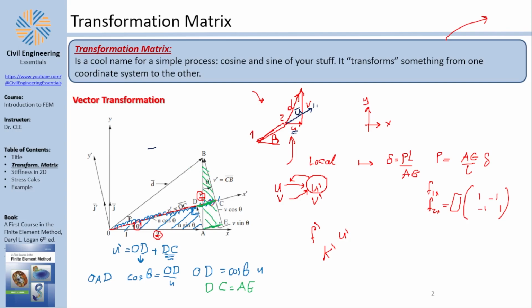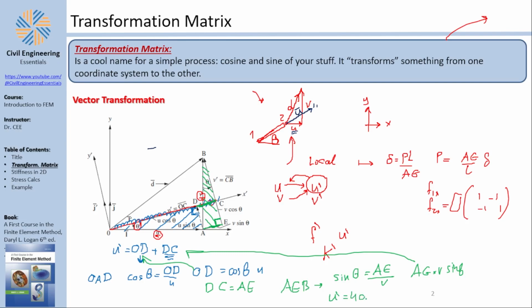That's your triangle AEB. So if you go and check out AEB, you will get a right angle triangle, as you can see here, and your sine theta equals AE over V, which means that your AE equals V sine theta, which ultimately means if you plug this into the equation and this into the equation, that U dash or prime, whatever, equals U cosine theta plus V sine theta.